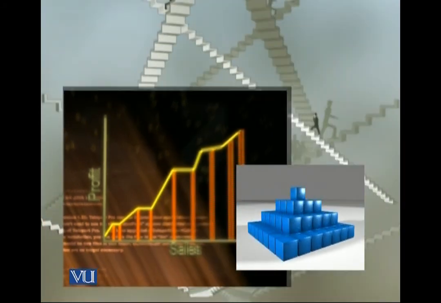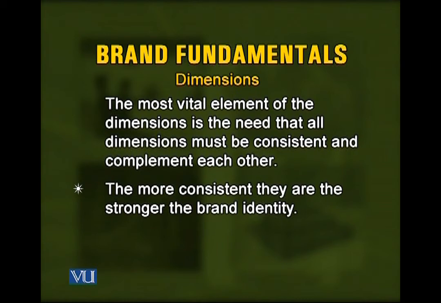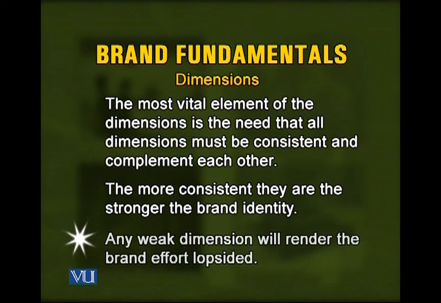You will be compromising the brand identity, or, in other words, your consumers will not have the right image in their minds if there is something wrong within the four aspects of the brand dimensions. If they are lopsided, if they're not very coherent, if they're not very cogent, if they're not very compatible with each other. So compatibility is another name which we can give to these four aspects, which have got to be compatible and consistent. The more consistent they are, the stronger the brand identity is. That is a basic rule. And any weak dimension will render the brand effort lopsided.